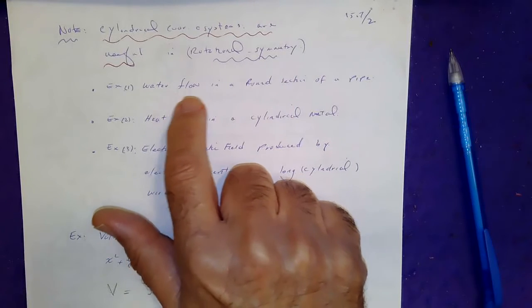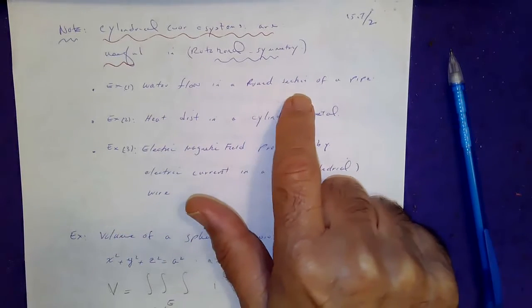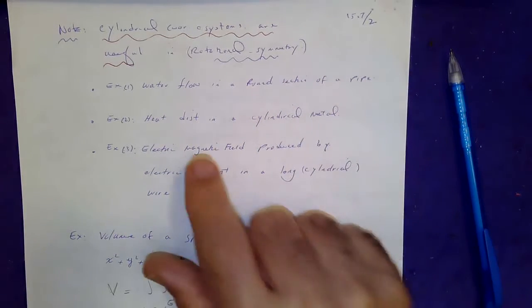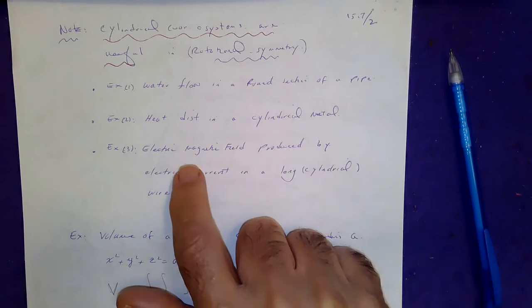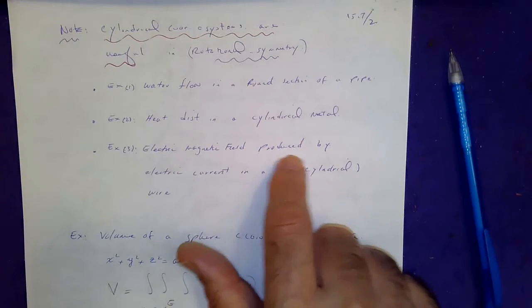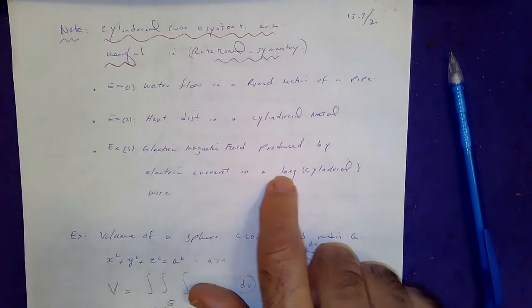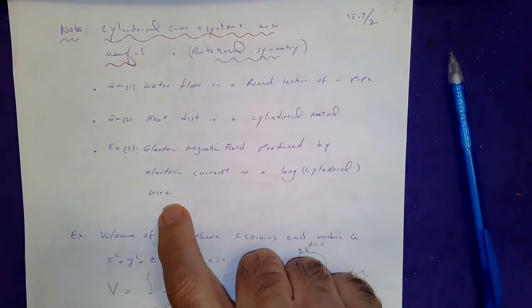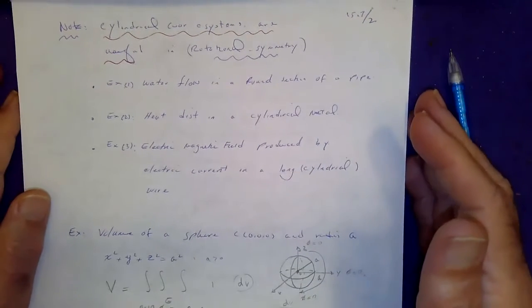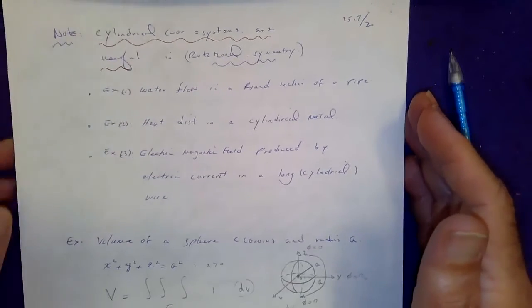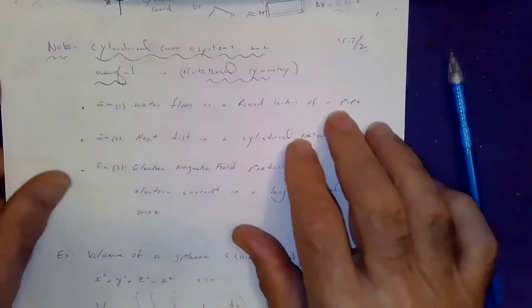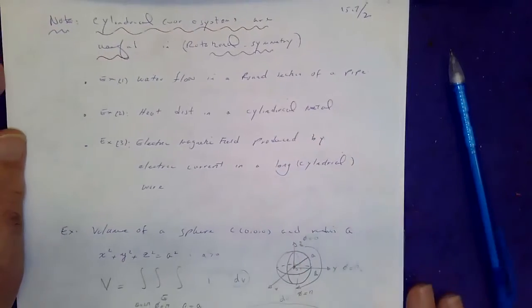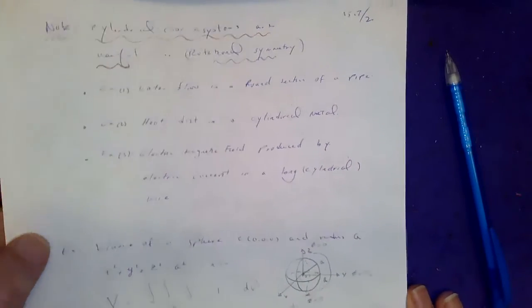Example 1 would be water flow in a round section of a pipe. Heat distribution in a cylindrical metal. Electric and magnetic field produced by electric current in a long cylindrical wire. So these are the kind of applications where it would be nice to use cylindrical coordinates. So notice all of them have some sort of cylinder involved in them.